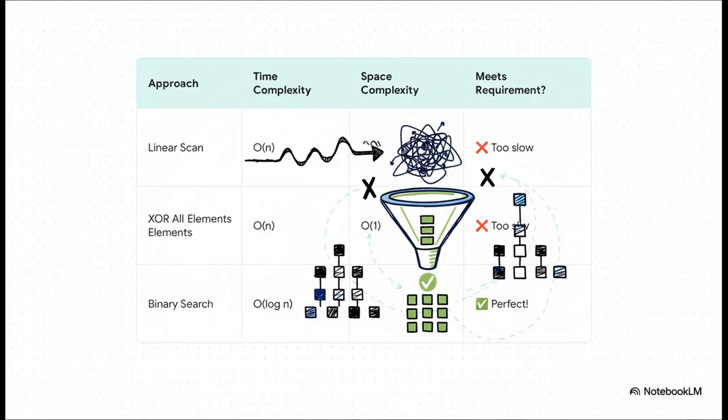And this chart just lays it all out, doesn't it? A simple linear scan, or even that classic clever XOR trick. They both work, but they both take O(n) time. And the problem statement flat out says, nope, not allowed. It demands O(log n). Now, when you see a sorted array and an O(log n) requirement, that should set off alarm bells in your head that are just screaming one thing: binary search.